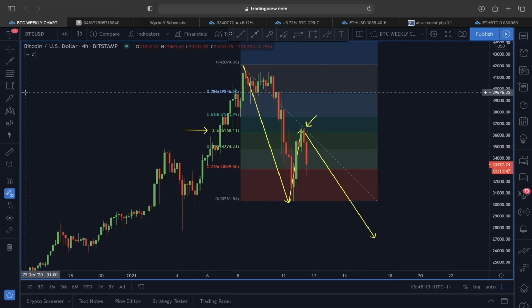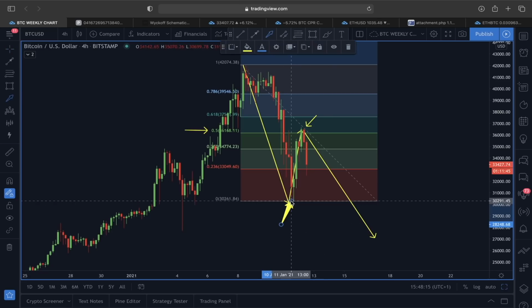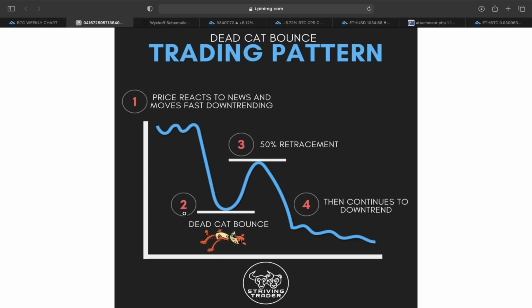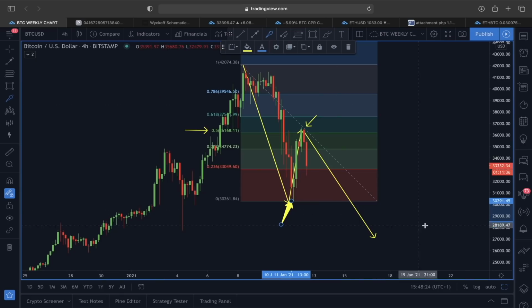The price pullback here must actually be lower than this 0.2 area, because you can see in a dead cat bounce, this 0.2 is where we had a bounce, and after getting rejection, this is how the trend actually starts moving in a downward direction. And this is exactly what could also be playing out right now for Bitcoin.